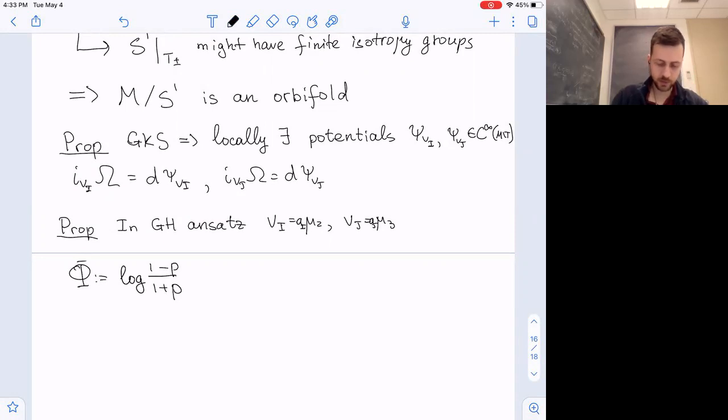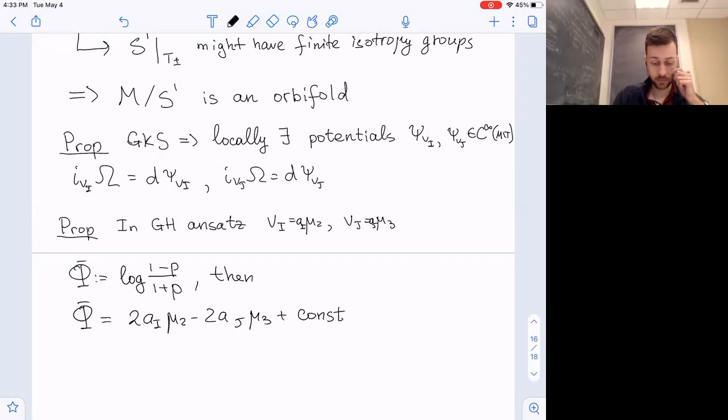So the claim of this proposition is that this function phi, defined as log of (1 minus p) over (1 plus p), is 2 a_i mu_2 minus 2 a_j mu_3 plus a constant. The Generalized Taylor-Sullivan equation implies that phi is fixed, and phi being fixed implies that the function p is fixed. And really the parameters which are essential here are a_i and a_j.